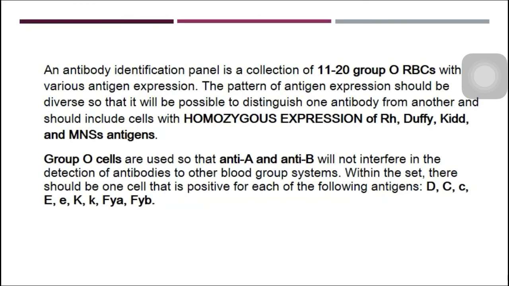Okay? So, group O cells are used so that anti-A and anti-B will not interfere with the detection of antibodies po. So, yung minimum po ng homozygous expression dito, dapat po within the set, there should be one cell that is positive and the other, each of the following antigens po.